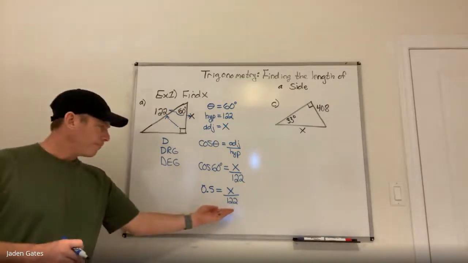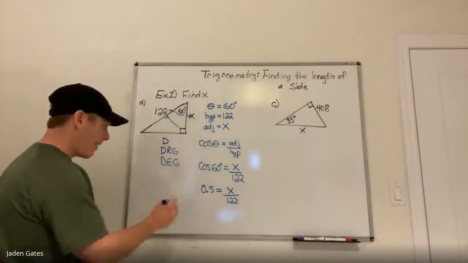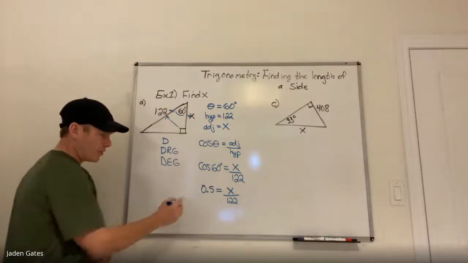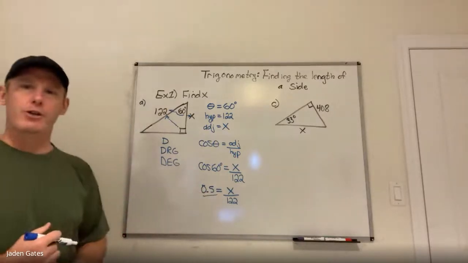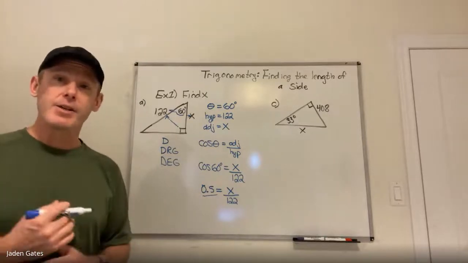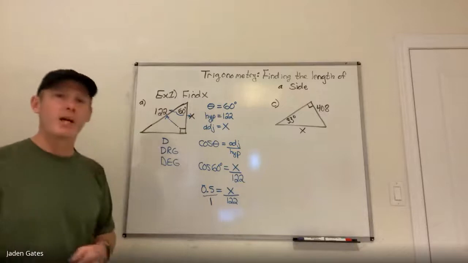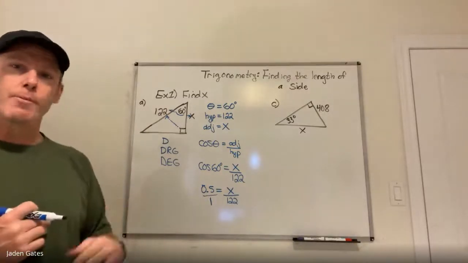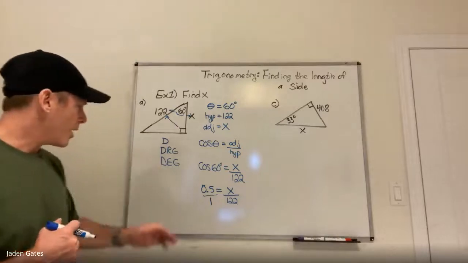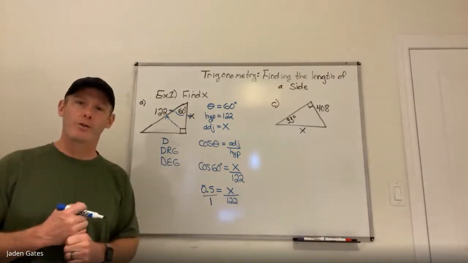Now, getting to my equation here, I'm going to do a little trick. I've got 0.5 equals x over 122. I am going to make 0.5 a fraction. And it's easy to make any number a fraction because I can just put a 1 in the denominator because anything divided by 1 is itself. I'm not changing the number, I'm just changing the way it looks. And I'm doing that because now I have a fraction equaling a fraction, which we looked at earlier today.